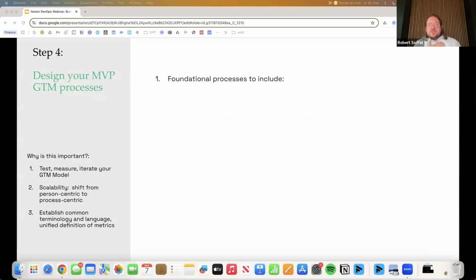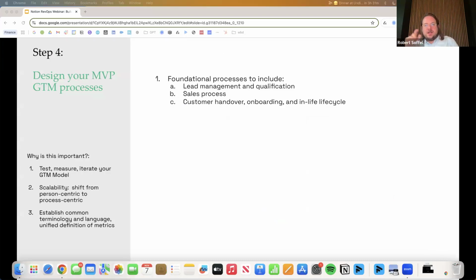And so my definition of foundational processes include lead management and qualification, which we just touched on. There's the sales process, then there's the customer handover and onboarding, or the right-hand side of the bow tie, the life cycle. And the reason why I classify these as foundational is that your business doesn't operate without these, right? They're probably happening today. Maybe they're offline, maybe they're disparate, but by and large, these need to happen in order for you to sell into service customers. So that's why I classify those as foundational.